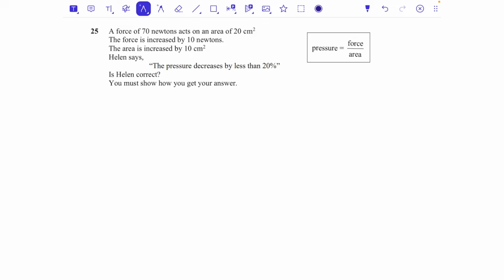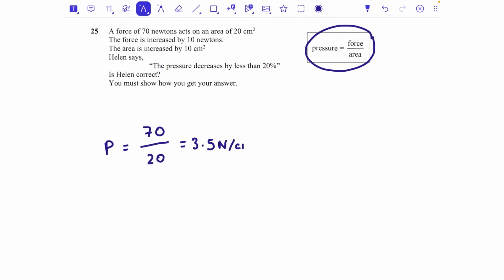Question number 6. A force of 70 newtons acts on an area of 20 centimetres squared. The force is increased by 10 newtons and the area is increased by 10 centimetres squared. Helen said the pressure decreases by less than 20%. Is Helen correct? So a force of 70 newtons acts on an area of 20. So the pressure in that case, 70 divided by 20, is going to be 3.5. And that's measured in newtons per centimetres squared, because I did newtons up here divided by centimetres squared. So my units here is newtons per centimetre squared.